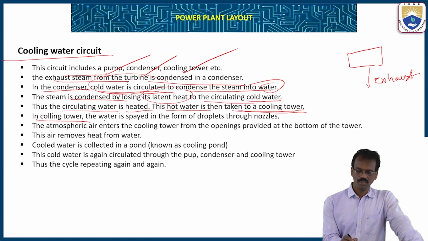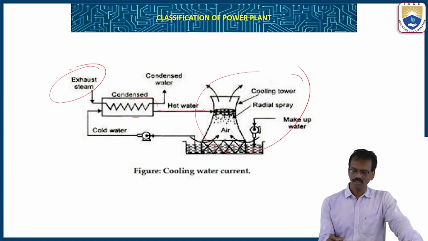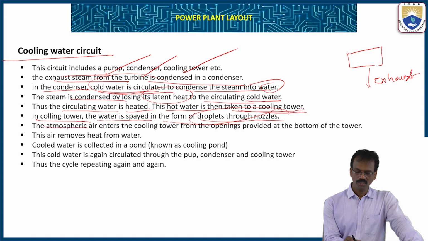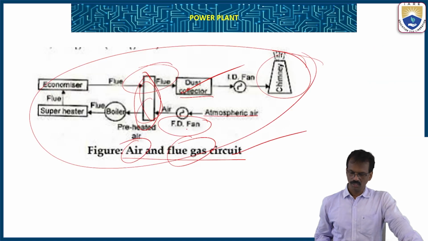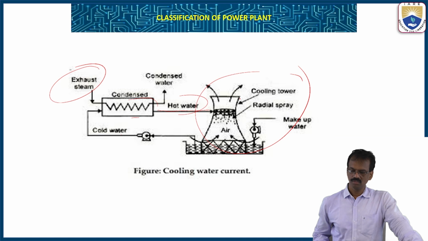Here you can see the points. In the cooling tower, the water is sprayed in the form of droplets. You can see the functioning of the cooling tower. In this cooling tower, the hot water is sprayed into droplets through the nozzles. Then the atmospheric air enters the cooling tower and passes over these droplets.